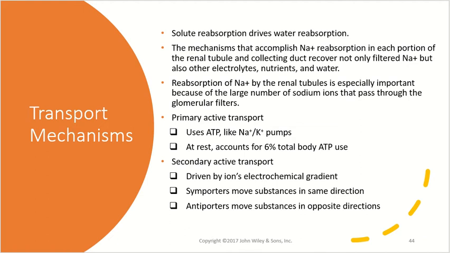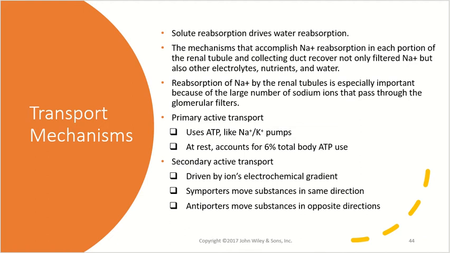So the mechanisms that are going to accomplish sodium reabsorption in each portion of the renal tubule and the collecting duct are going to recover not only filtered sodium, but also other electrolytes and nutrients and water. The reabsorption of sodium by the renal tubules is going to be particularly important, and this is because of the large number of sodium ions that are going to pass through the glomerular filter. We're going to have a couple of different types of transport that can be used for this.